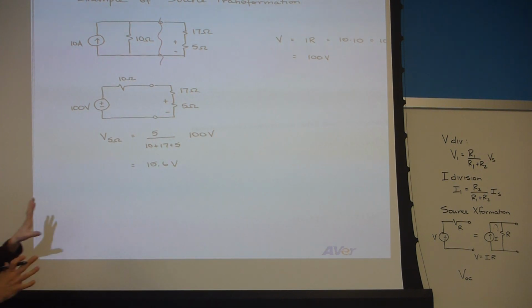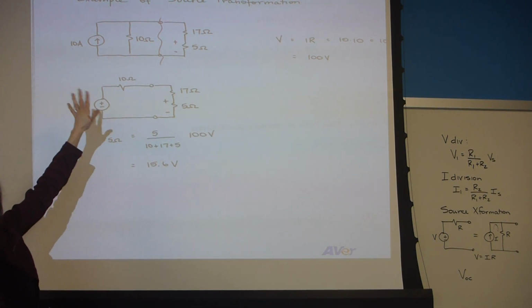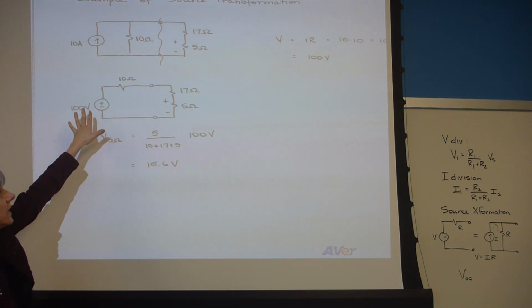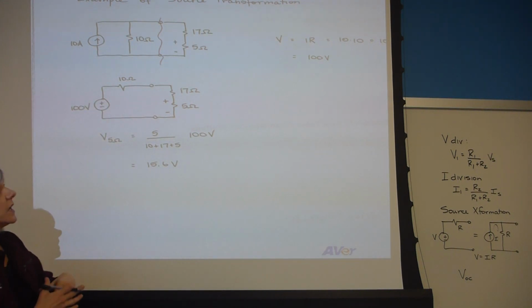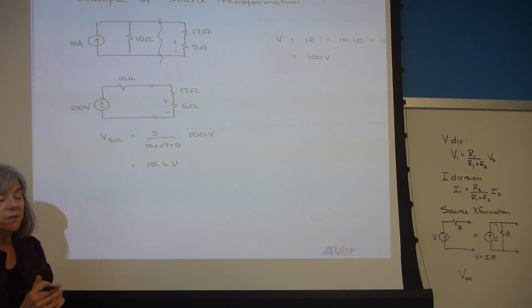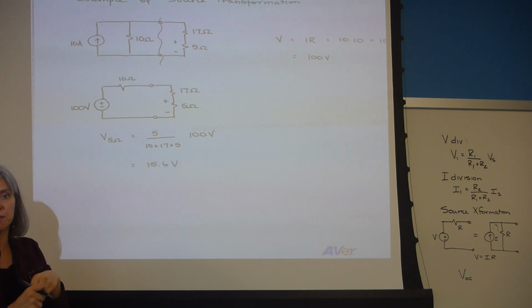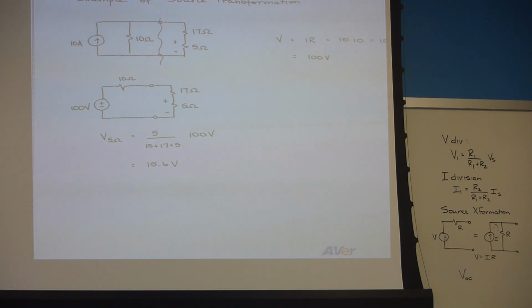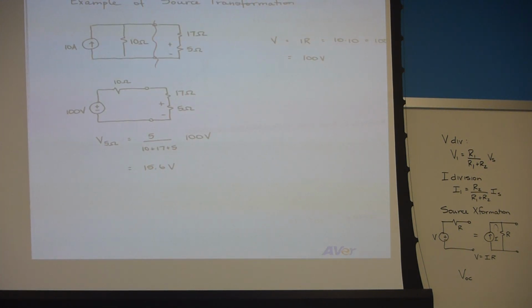So this one was much easier to do: just a quick source transformation, and then a quick voltage division. We're going to find that there are other ways to solve this, but in this case, this is probably the easiest one. Okay, so now let's look at a little bit tougher one.